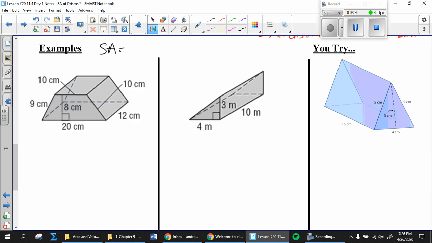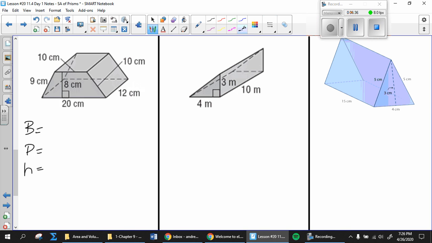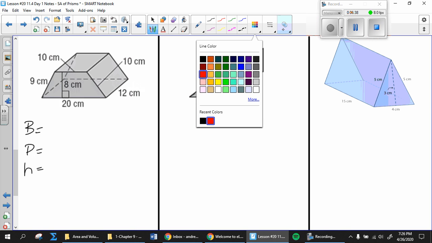Surface area equals 2B plus PH. Okay, and so every time you're going to see me list these out: capital B, capital P, capital H. And so I'm going to find these every single time, and I'm going to write them here on the side so that then I can plug them into my formula.